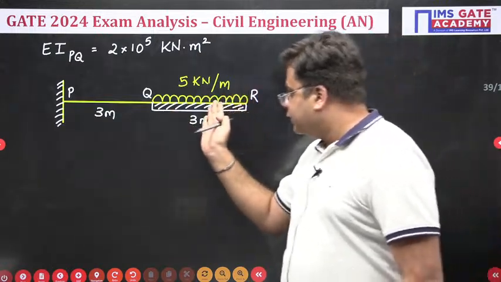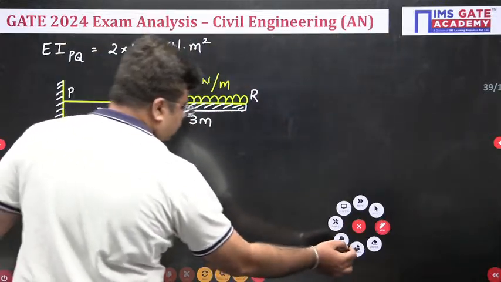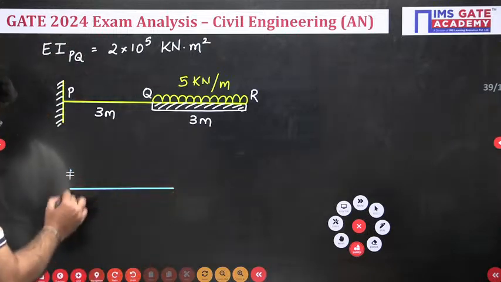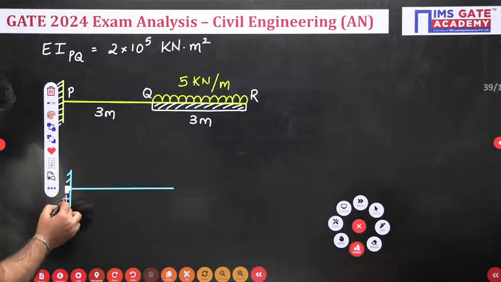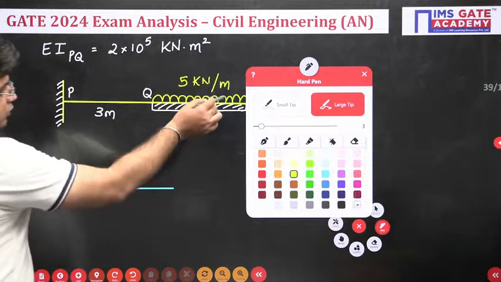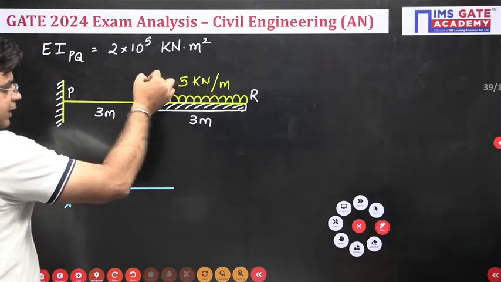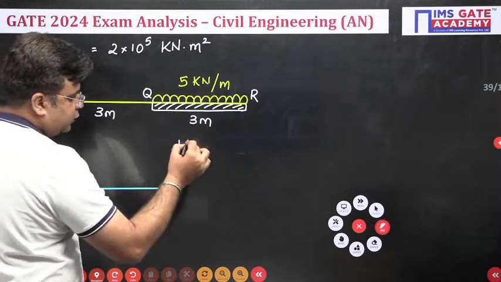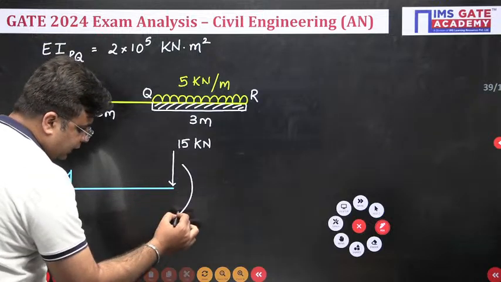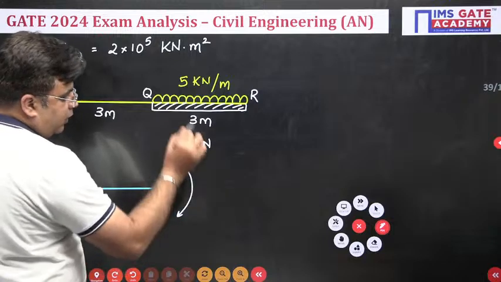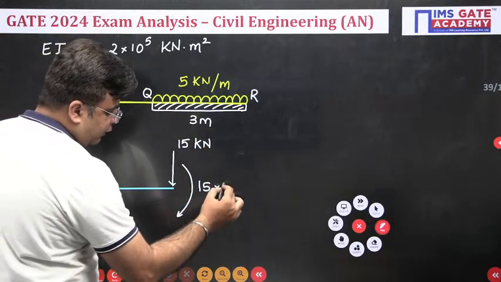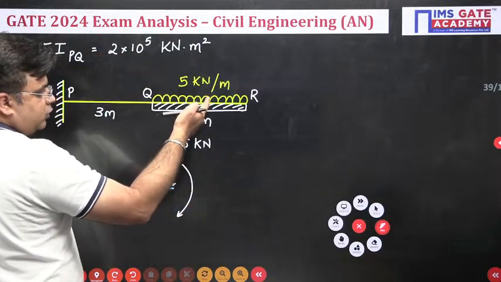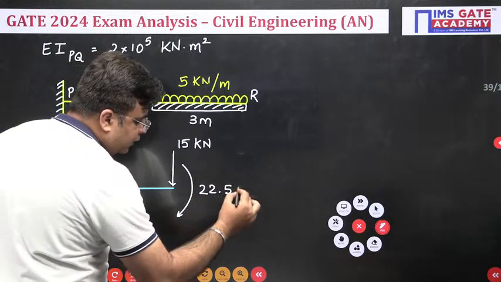So what you do is, you just transfer this UDL to this point Q. When you transfer this UDL to point Q, the total load that will be transferred to point Q, first will be your point load, and the value of this point load will be 5 into 3, that is 15 kilonewton. And then you will have one moment like this, and the value of this moment will be 5 into 3, the total load, multiplied by 1.5. So 15 into 1.5, that is 22.5 kilonewton meter. The total moment transferred due to this UDL at point Q will be 22.5 kilonewton meter.